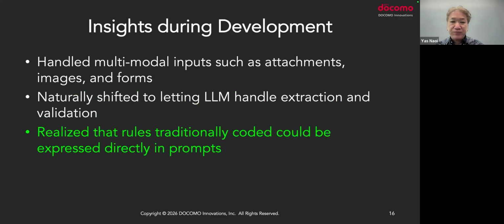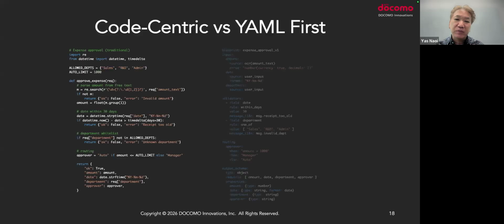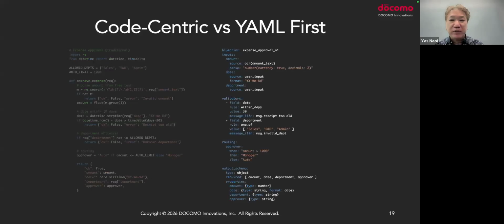So, what does this insight look like in practice? Let's compare the traditional code-centric programming versus YAML first as a proposal. On the left is the traditional if-else implementation. On the right, the same logic is declaratively expressed as YAML. By the way, YAML is a simple human-readable text format, as you all know. The key difference is that the workflow can be modified simply by editing YAML as an instance, no code changes or redeployment required.